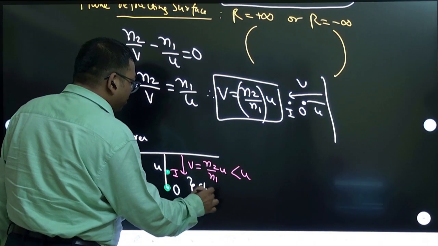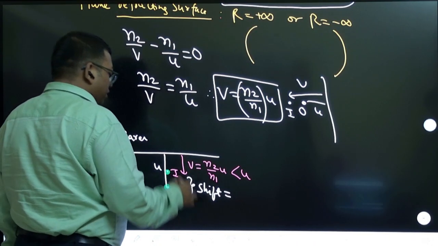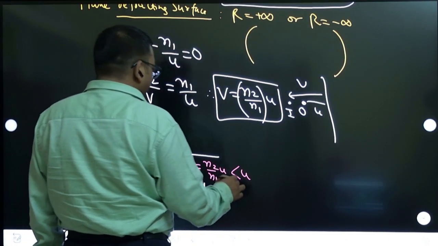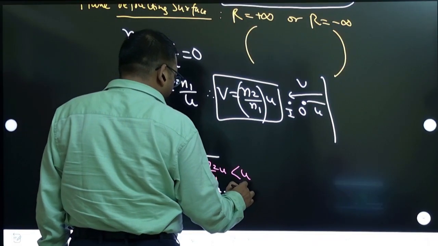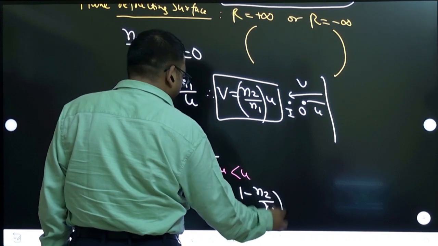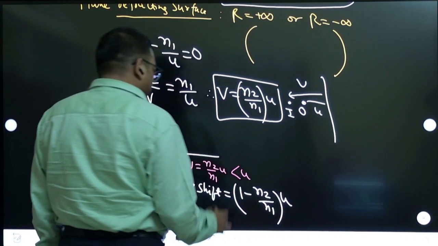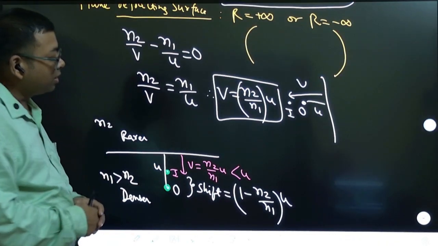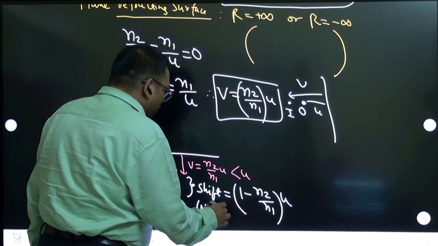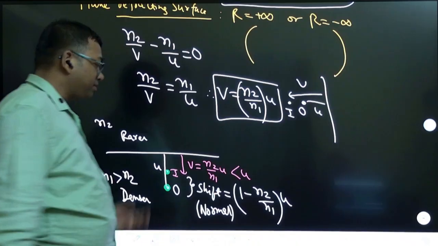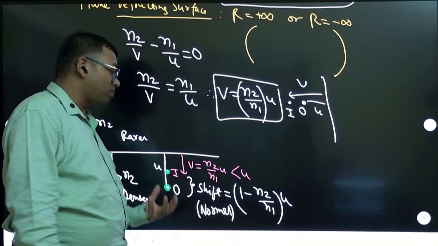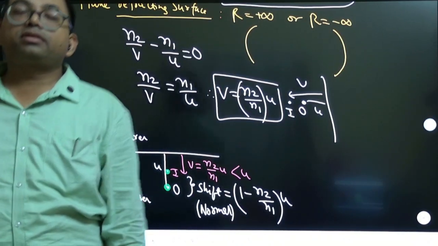This is called shift. This shift can be calculated by subtracting this distance, and you will get 1 minus n2 by n1 times u. This formula is the shift, and it is called normal shift. Normal shift means it is shifting along this same line, because the image is shifting along this same line. This is called normal shift. Are you getting this?